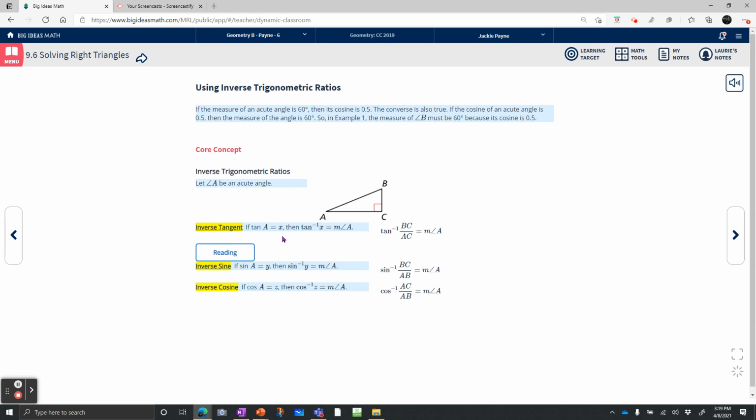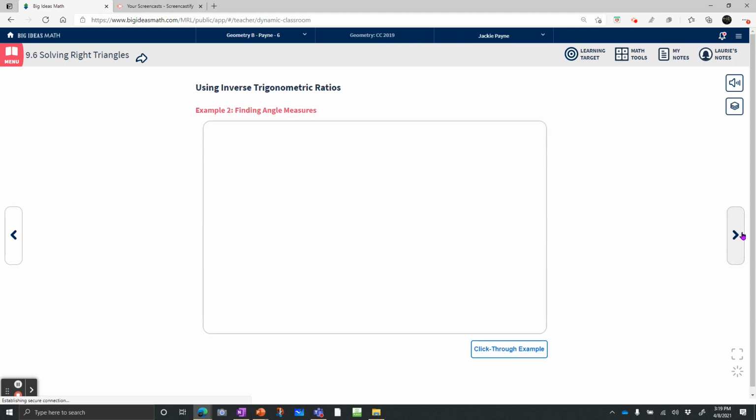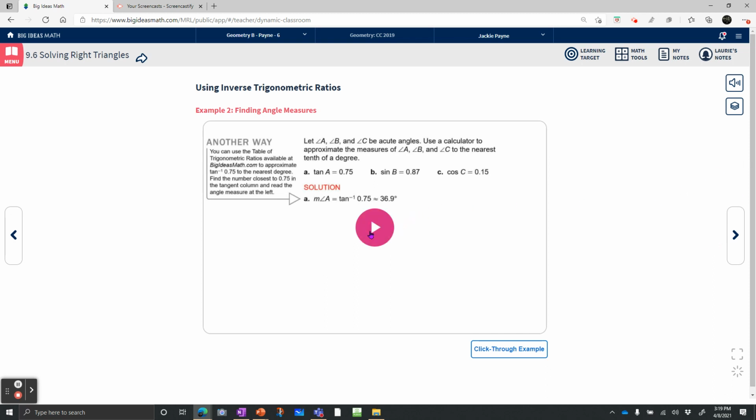It's the same also for sine and cosine. If the sine of an angle equals y, then the inverse sine of y equals the measurement of the angle. And if cosine A equals z, then the inverse cosine of z equals the measurement of A. You can see right here that if you have these ratios, then you can go backwards and find the angle. Okay, so here's how that happens.